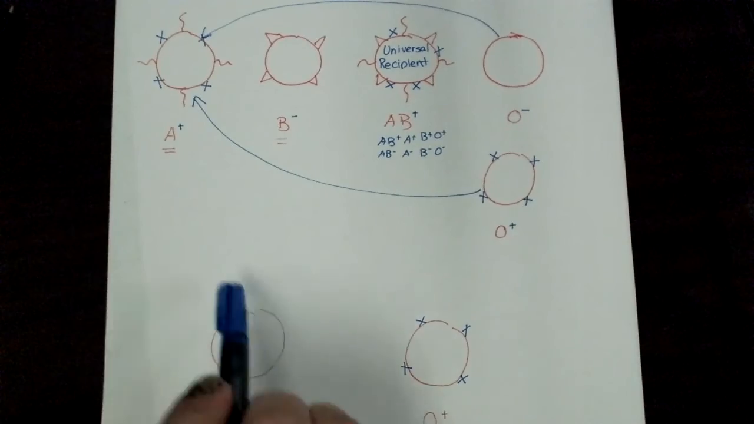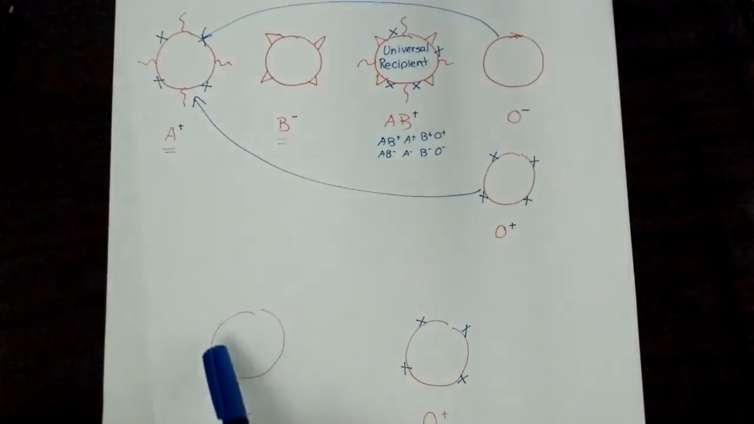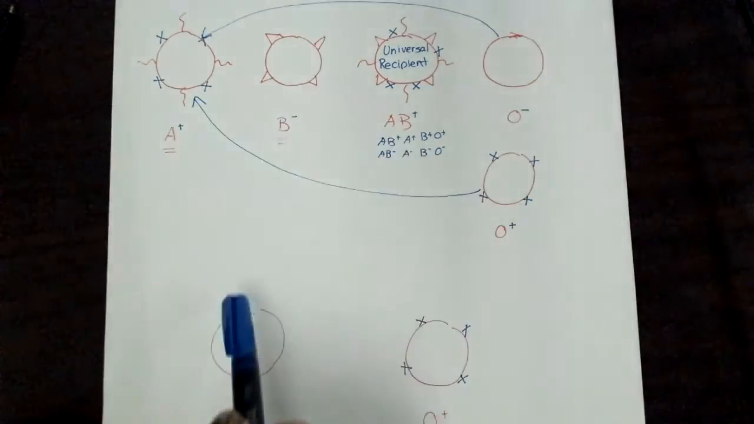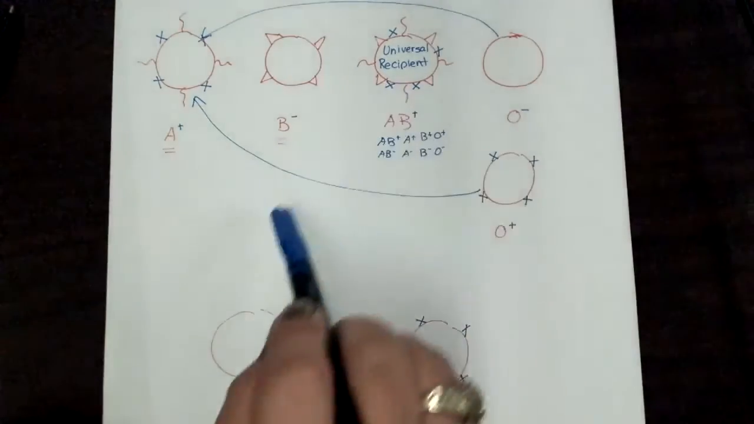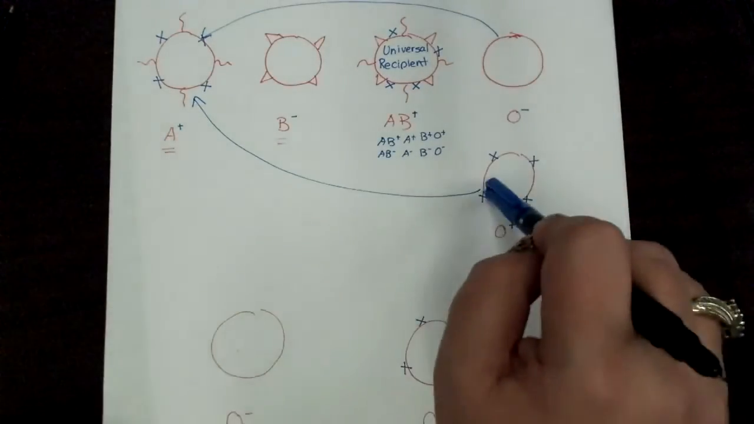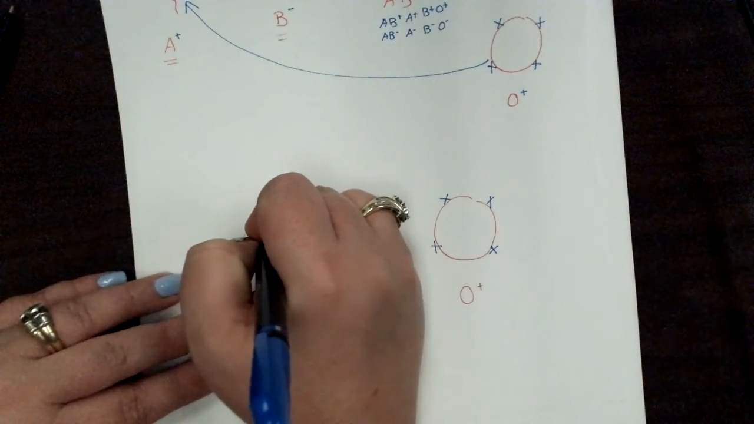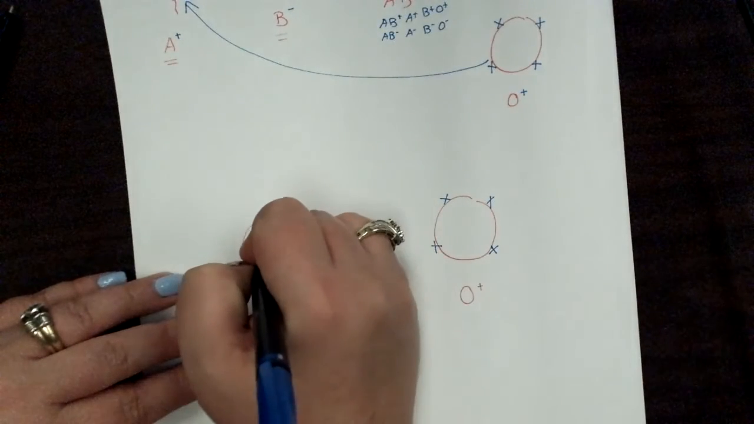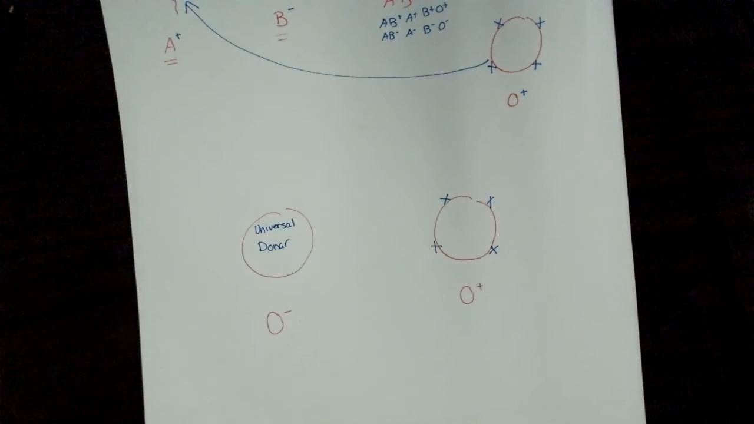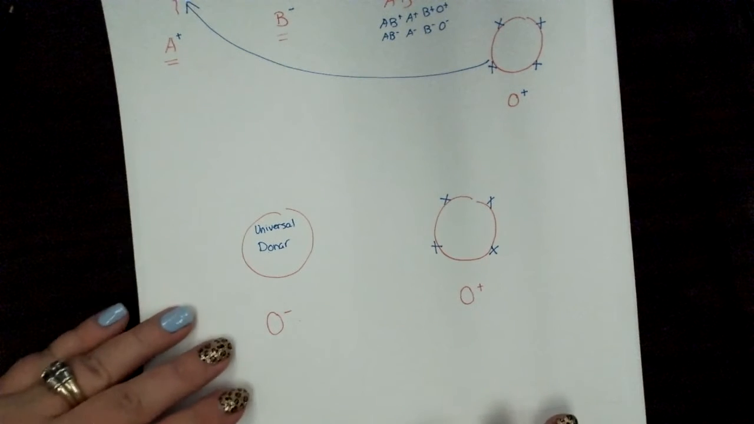But O negative can give to A positive, A negative, B positive, B negative, AB positive, AB negative, O negative, and O positive. So O negative is what we know as the universal donor because it can give to everybody, but it can only receive from other O's, preferably O negatives if it's multiple blood samples or blood transfusions.